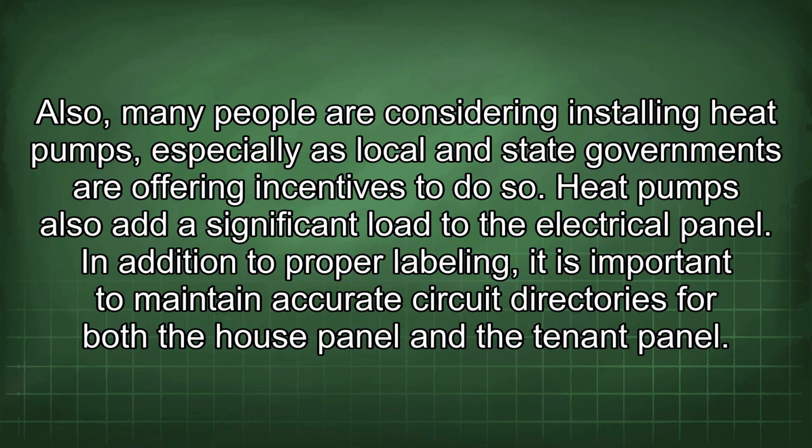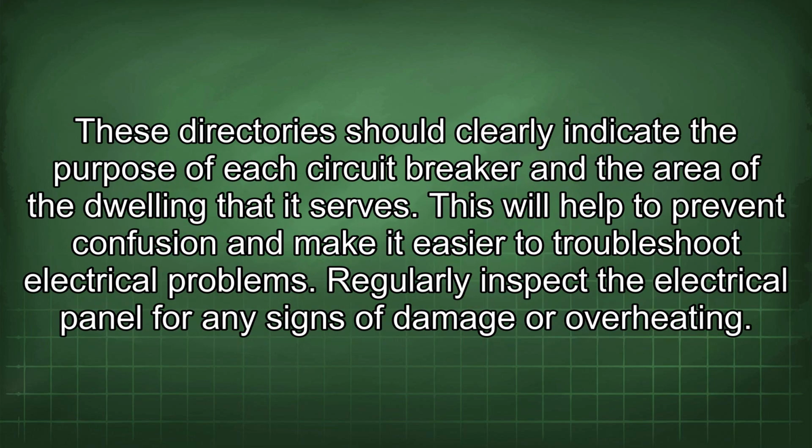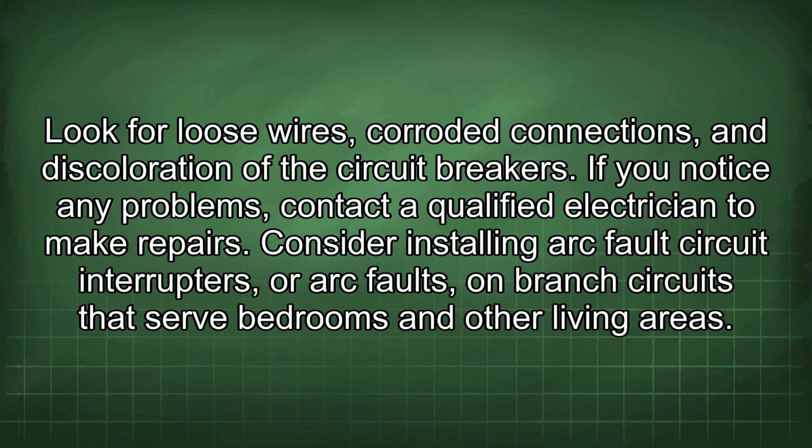In addition to proper labeling, it is important to maintain accurate circuit directories for both the house panel and the tenant panel. These directories should clearly indicate the purpose of each circuit breaker and the area of the dwelling that it serves. This will help to prevent confusion and make it easier to troubleshoot electrical problems. Regularly inspect the electrical panel for any signs of damage or overheating. Look for loose wires, corroded connections, and discoloration of the circuit breakers. If you notice any problems, contact a qualified electrician to make repairs.